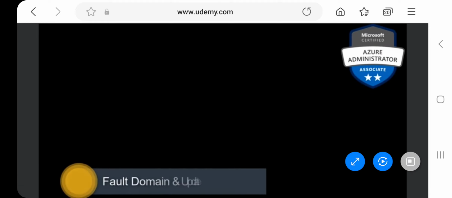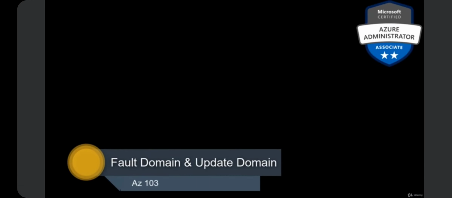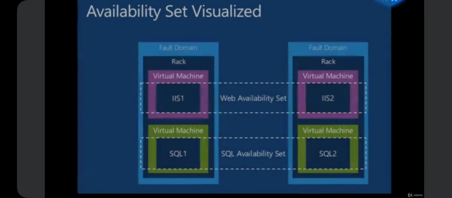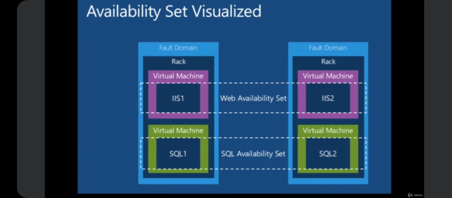Another important concept of availability set is fault domain and update domain. When you put your virtual machines into an availability set, Azure guarantees to spread them across fault domains and update domains. A fault domain is essentially a rack of servers. It consumes subsystems like network, power, cooling, etc. So two virtual machines in the same availability set means Azure will provision them in two different racks so that, let's say, if the network or power failed, only one rack would be affected.